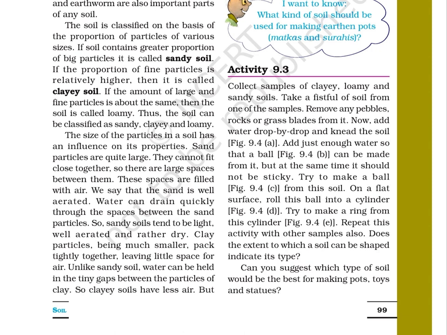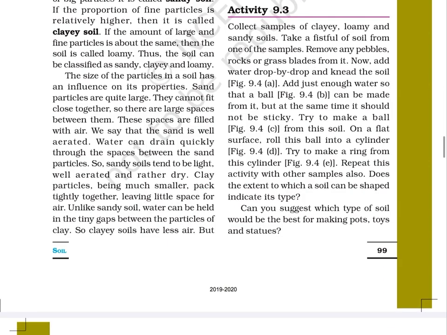The size of the particles in a soil has an influence on its properties. Sand particles are quite large. They cannot fit close together, so there are large spaces between them. These spaces are filled with air. We say that the sand is well aerated. Water can drain quickly through the spaces between the sand particles. So, sandy soils tend to be light, well aerated, and rather dry.